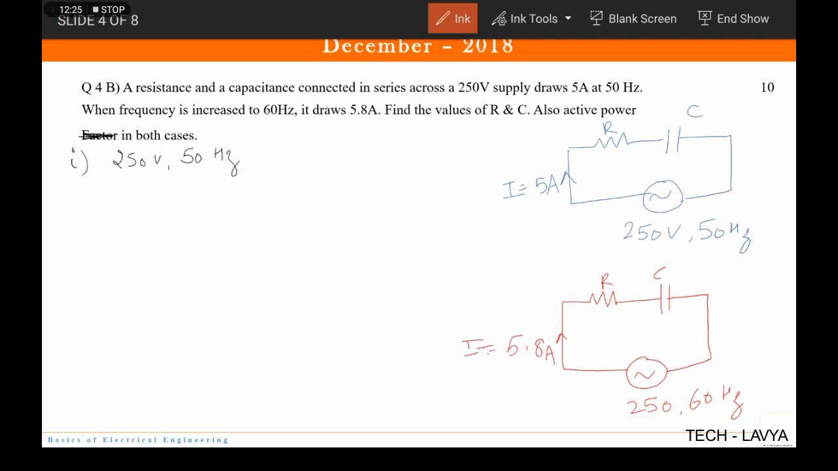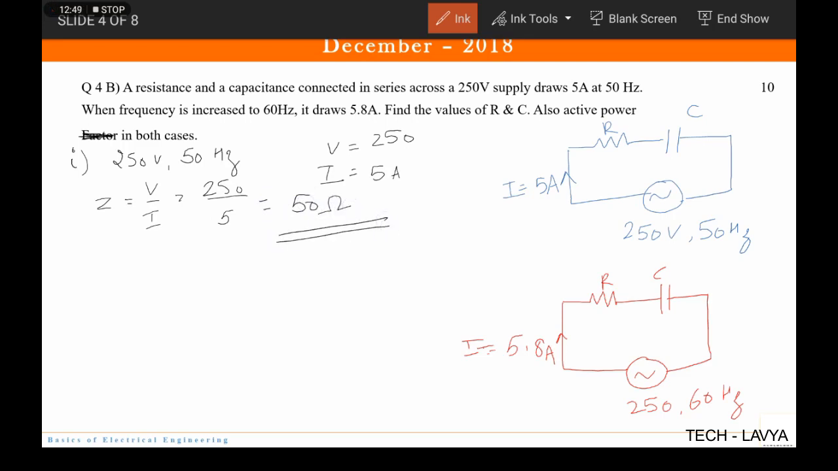Okay. So now we have current and voltages, right? So V is 250 volts and current is 5 amperes. So what can we do? We'll be getting the value of Z here, that is V upon I. So it is 250 upon 5. So that makes it 50 ohms. So we got the value of Z.